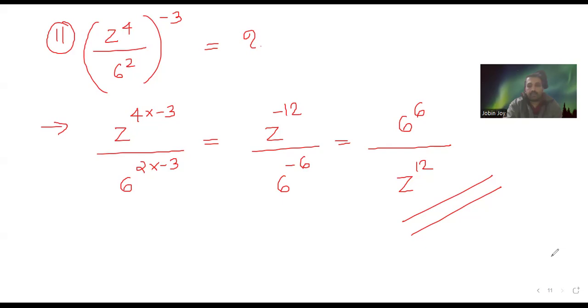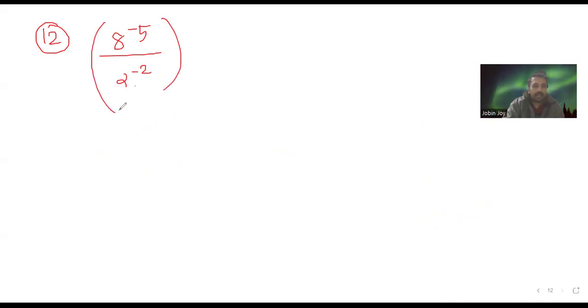Next question, question number 12. Okay, question number 12. 8 raised to minus 5 divided by 2 raised to minus 2, the whole raised to minus 4.